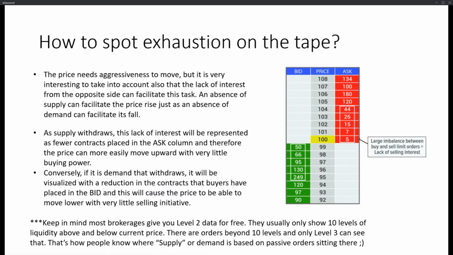Okay. Who can explain an exhaustion? What would this look like? Don't read the bullets. Can anyone explain it? Fewer orders on a particular side, like buying or selling.